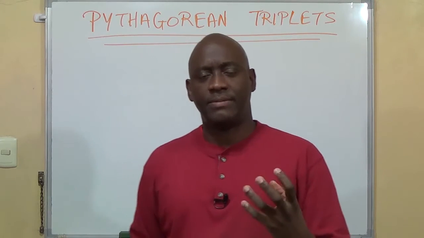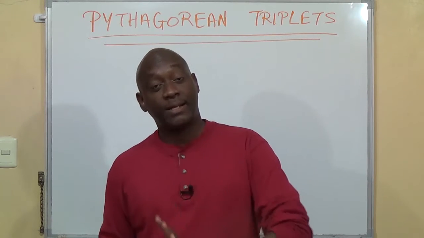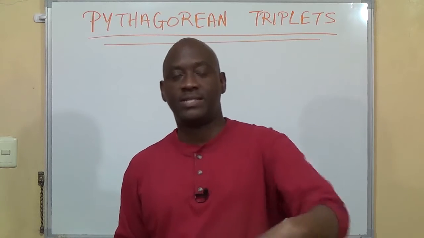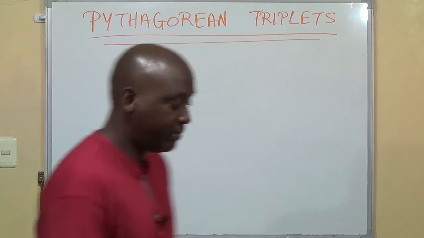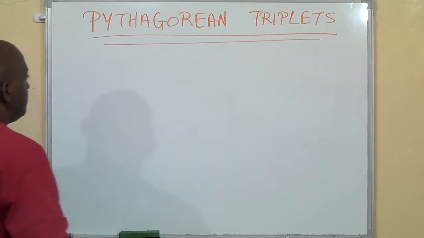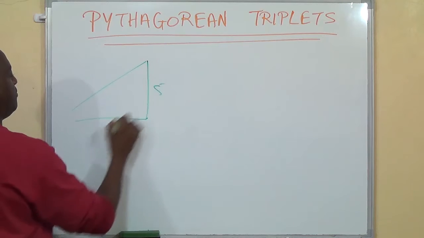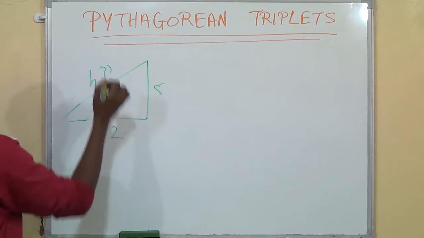And a lot of times you would see questions in a multiple choice where the calculator is not an option. You might get a right angle triangle where one side is 5 and the other side is 12, and they ask you to find the hypotenuse. So for example, in a multiple choice, you might get 5, 12, and they ask you to find the hypotenuse.